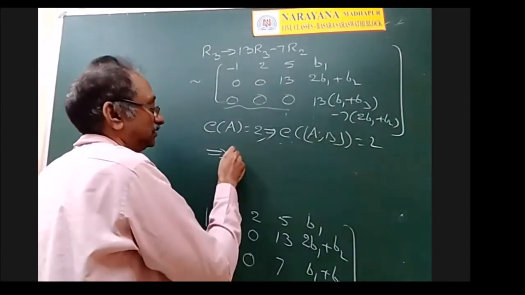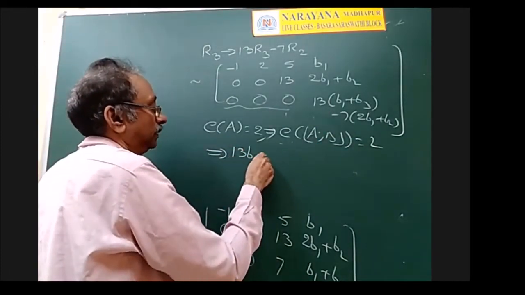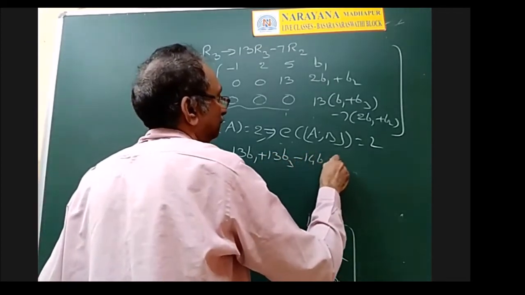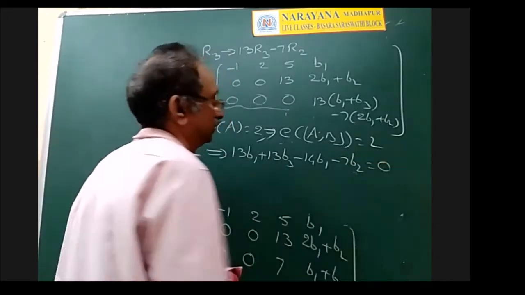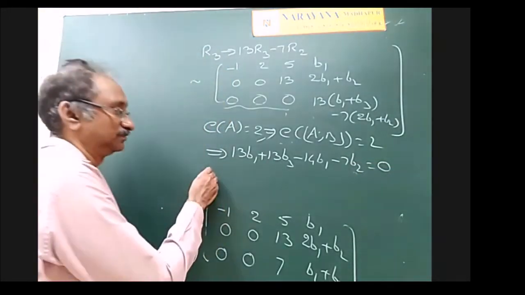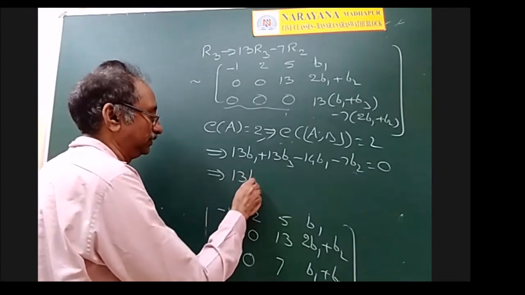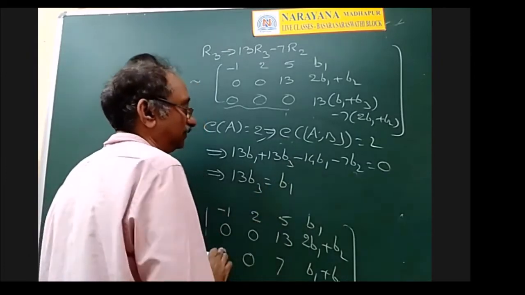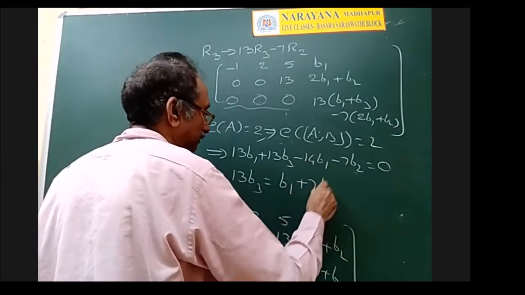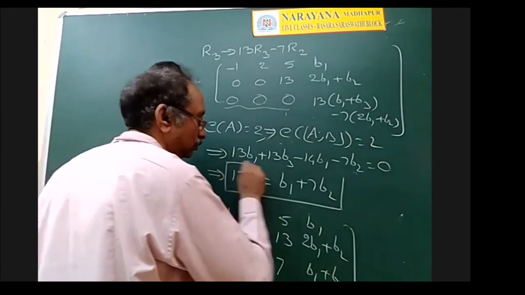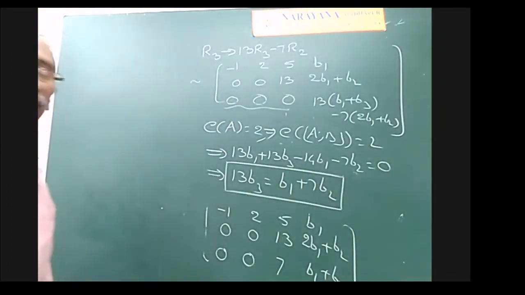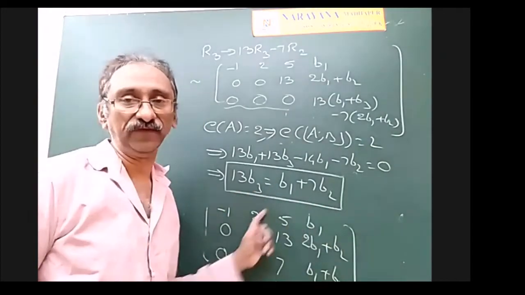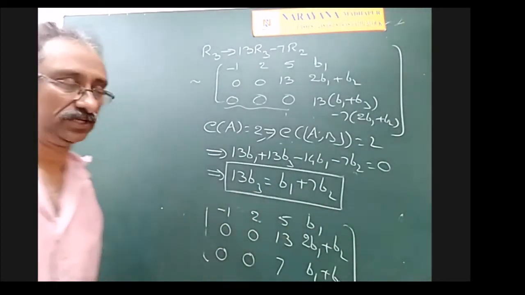So that implies 13b1 plus 13b3 minus 14b1 minus 7b2 is equal to 0. Simplify this: 13b3 is equal to, this is minus b1, it becomes b1, and this is minus b2, it becomes 7b2. So definitely, in the infinite solution case, b1, b2, b3 should satisfy this relation. Write down up to that.